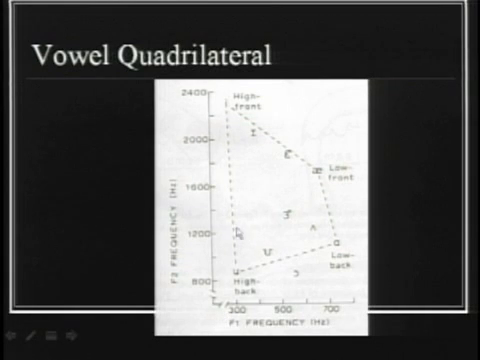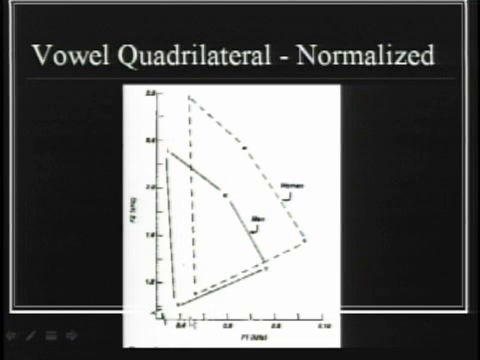So when you look at the vowel quadrilateral, this is a representation of the relationship between F1 and F2. If you look at the vowel quadrilateral for men, you can see that all of the formant frequencies are lower. For women, all the formant frequencies are higher. But you can also see that the shape is exactly the same. So regardless of the absolute frequencies of F1 and F2, the relationship between those frequencies stays the same.